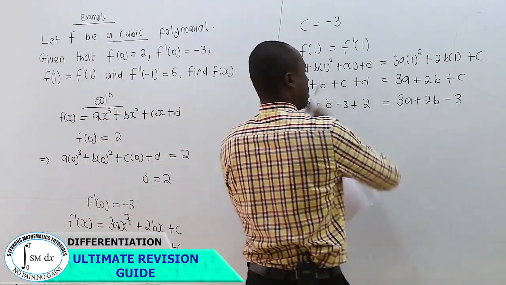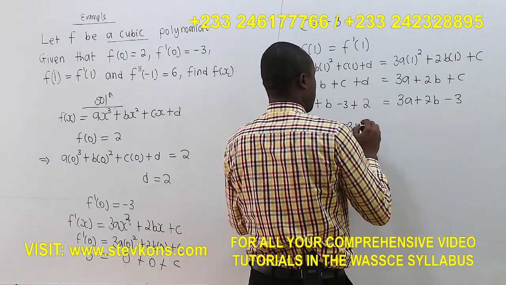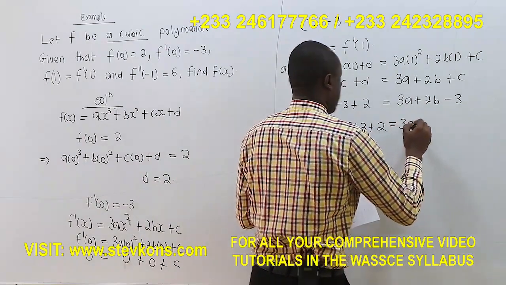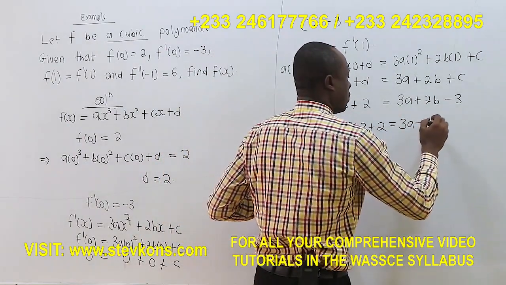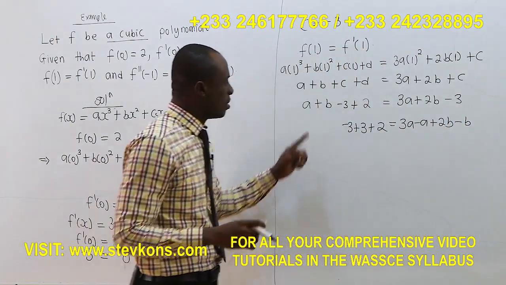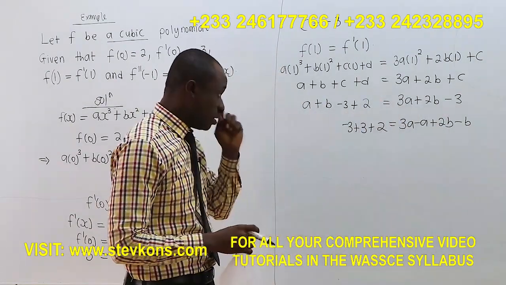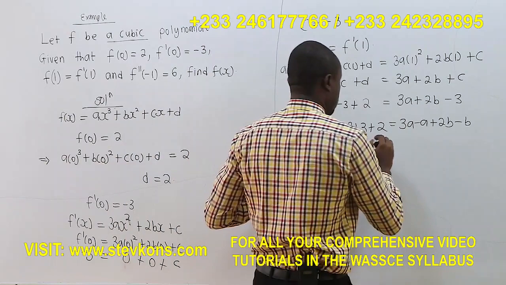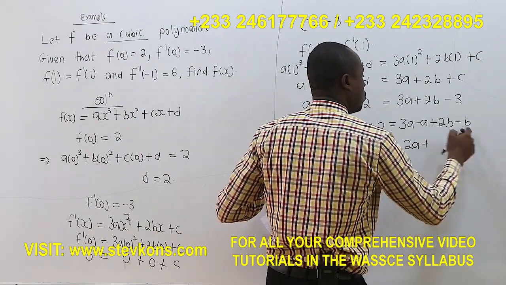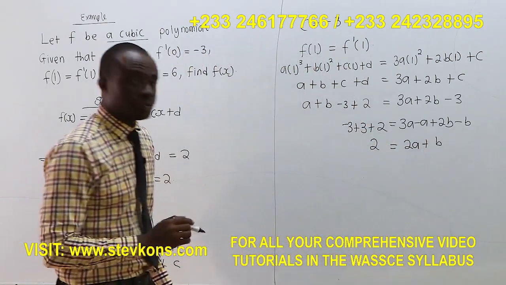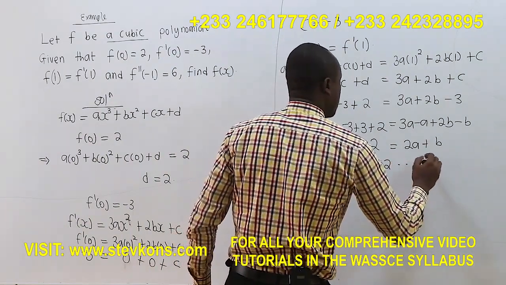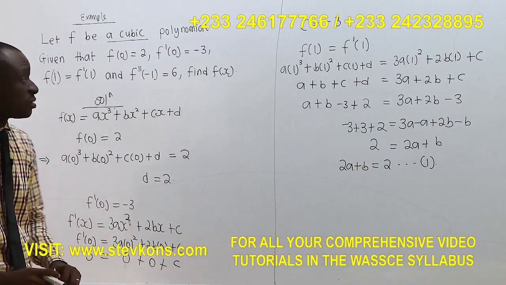Now, let's bring this one over and take this to the side. Negative 3 plus 2. Negative 3 coming over, that's positive. And this is equal to 3a, a going negative a, 2b moving minus b. So this and this moving here, and this will cancel this. So we have 3a minus a, that's 2a, 2b minus b, that's b. So we have 2a plus b equal to 2. Let's call this equation 1.